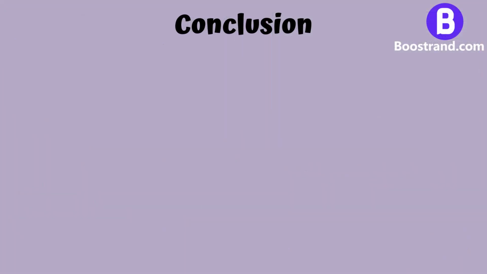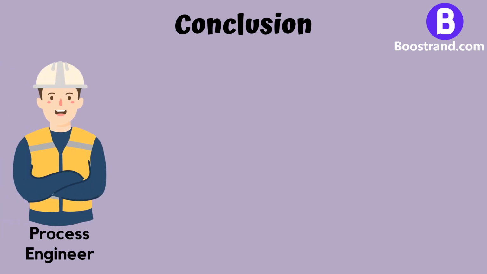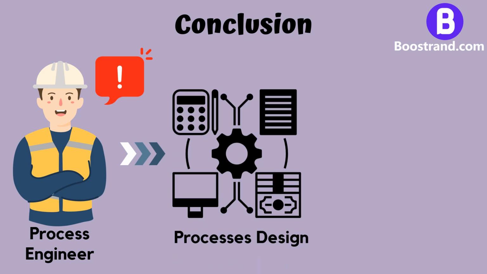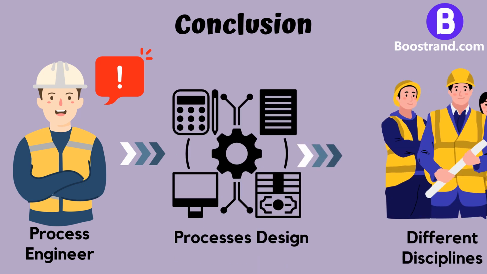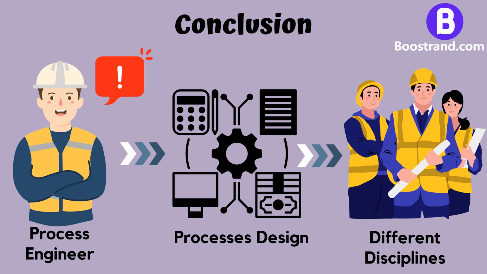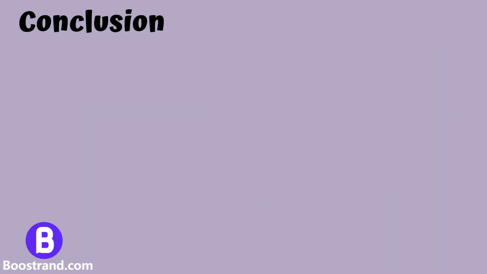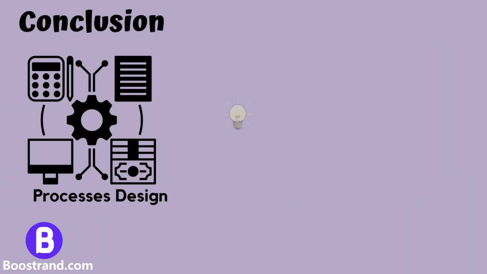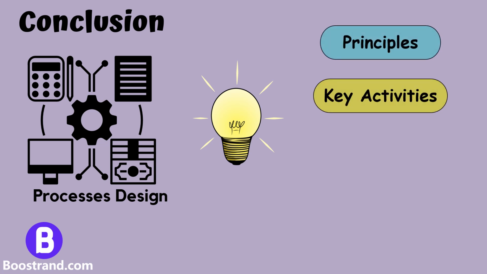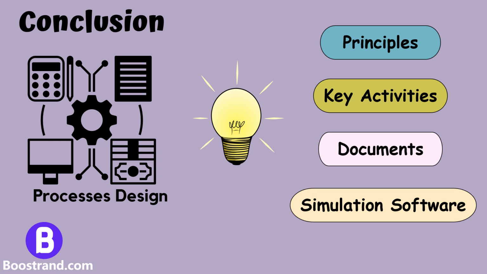So we have seen how the role of a process engineer is highly important during project execution. Based on the process design, all downstream activities are carried out by different engineering disciplines. In conclusion, mastering process design requires a deep understanding of core process design principles, key activities, and essential documents, as well as the effective use of simulation software and a thorough knowledge of different industries.